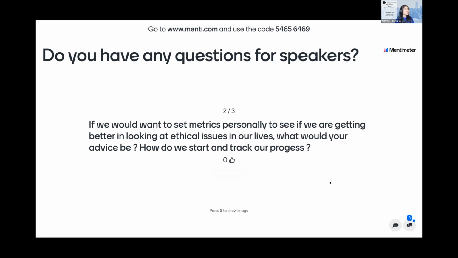The next question is, if we would want to set metrics personally to see if we are getting better at looking at ethical issues in our lives, what would your advice be? And how do we start and track our progress? Okay, so if you would want to set metrics personally, first thing, go out and attend social science events.